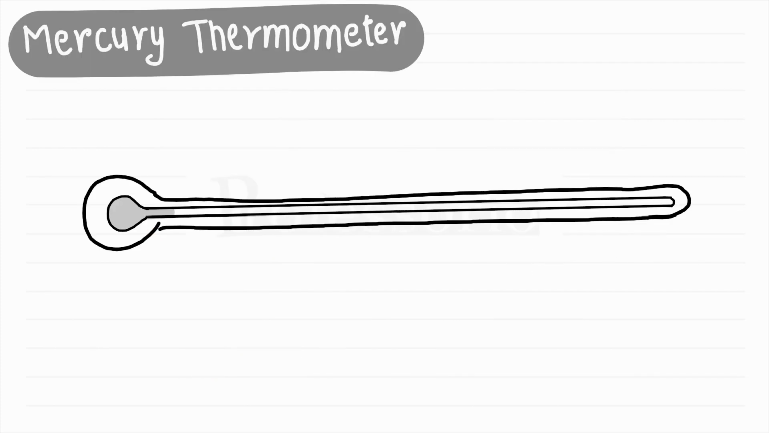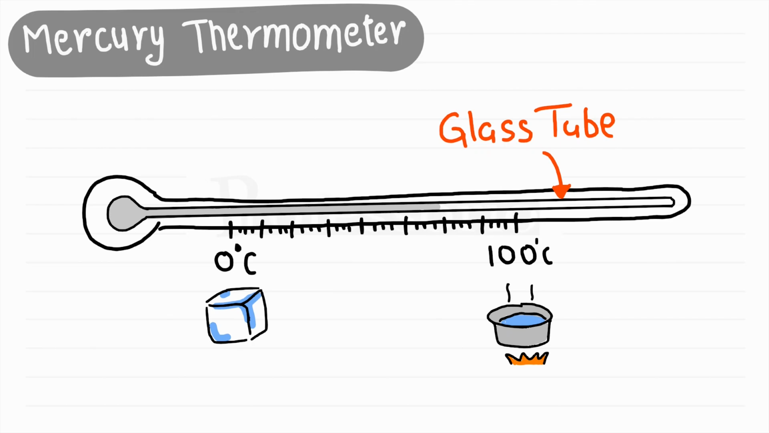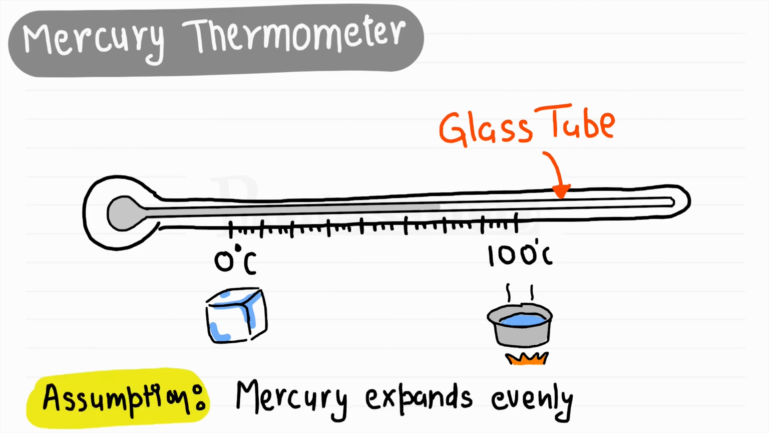So they put the mercury in a narrow glass tube. This tube is so thin that it makes even tiny expansion visible. Then they mark the tube at known points, like the freezing and boiling points of water, and assign numbers to those positions. All the points in between are divided equally, assuming mercury expands evenly with the temperature.